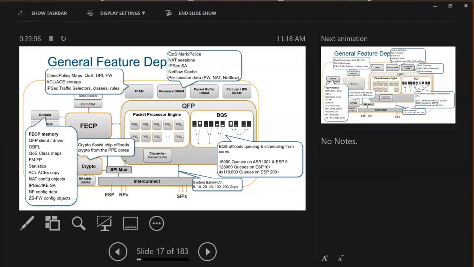NetFlow cache: NetFlow, if you are aware, groups the traffic based on certain parameters like source-based, destination-based, or you can have L2 or L4 parameters as well. So that NetFlow data will also be stored here. And there will be per-session data as well, like the firewall configuration, which we call zone-based firewall. There will be NAT, NetFlow. All those data will be stored in resource DRAM.